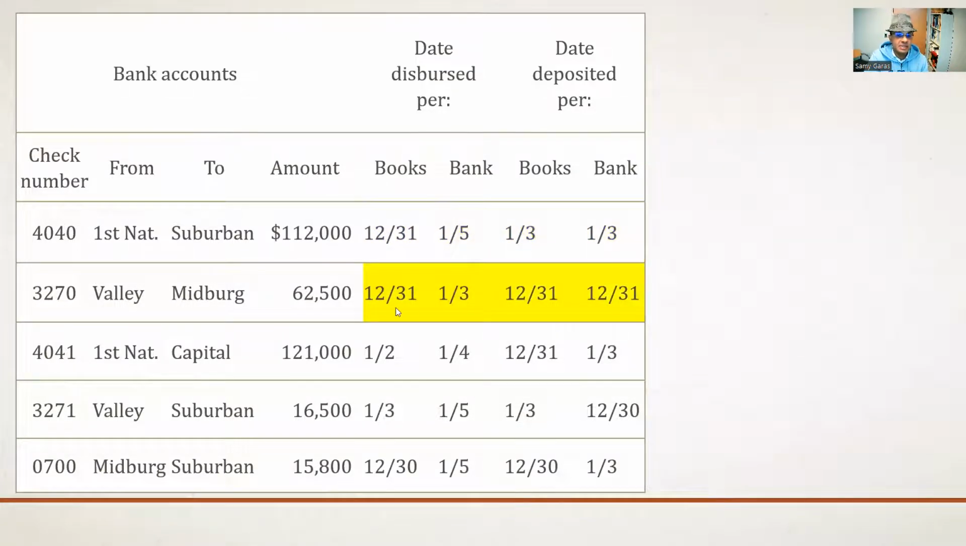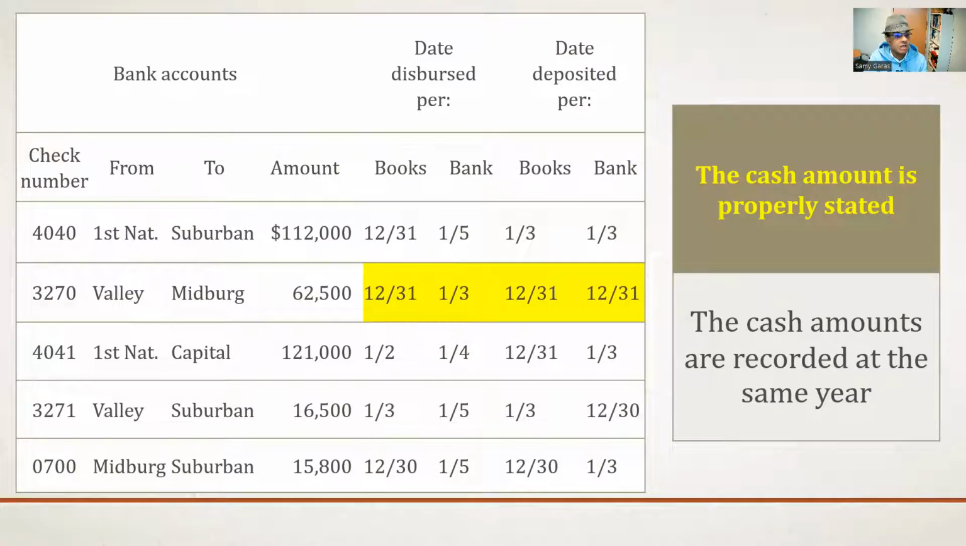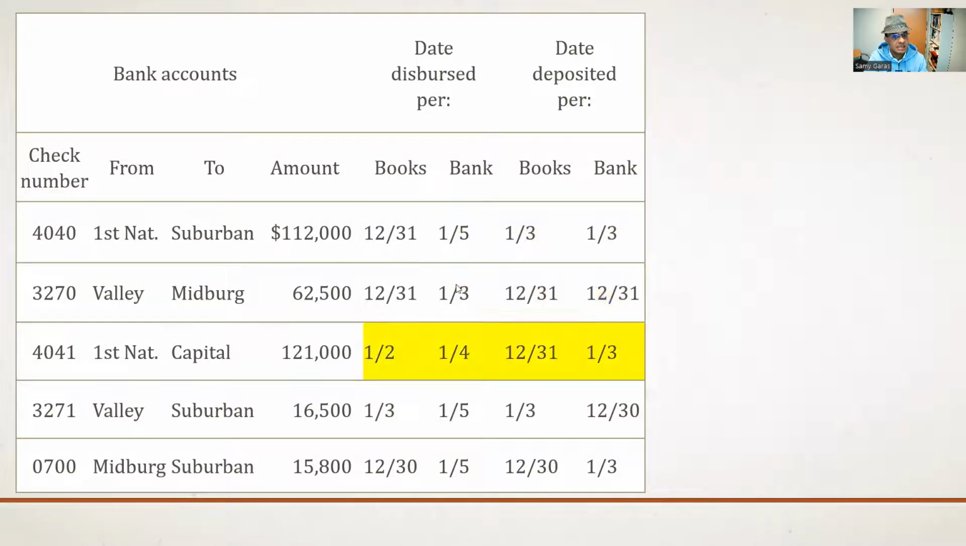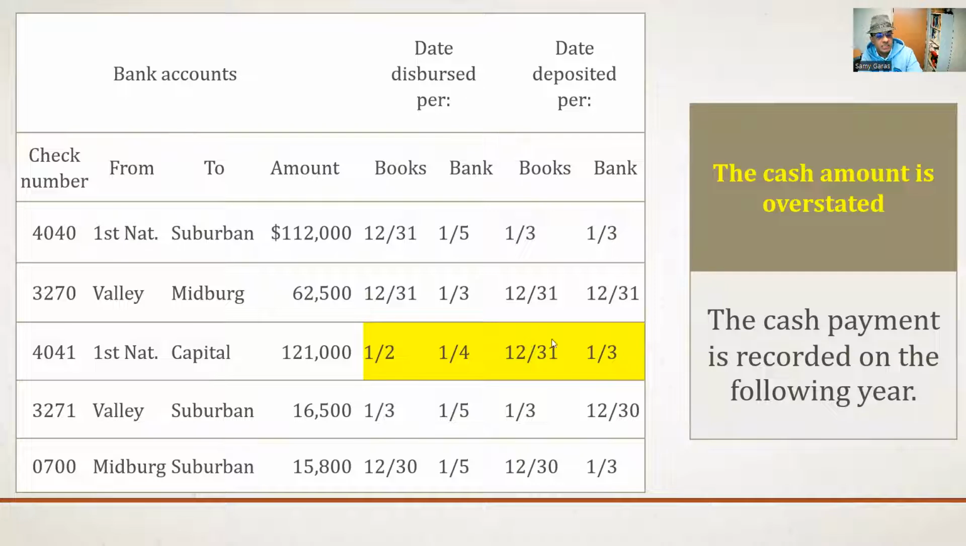The payment happened in December. The receipt happened in December. The payment happened here in January, but the receipt happened in December. So here we say it is properly stated. So remember, the bank payment doesn't change our balance. Next one. Here the payment in January, the receipt in December. So this year it will be overstated. So here it is overstated because of the cash receipt in this year.